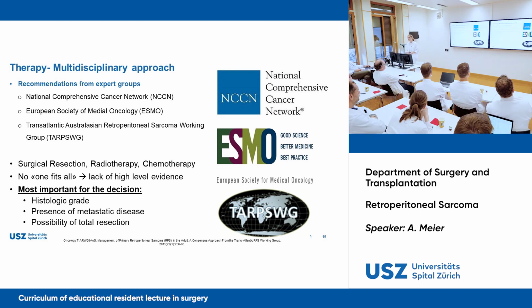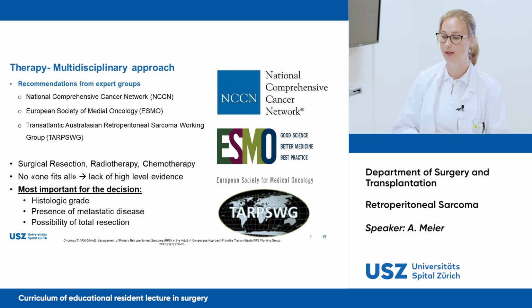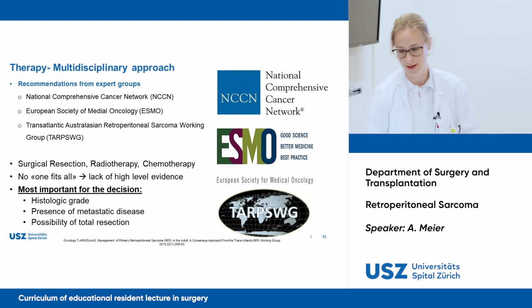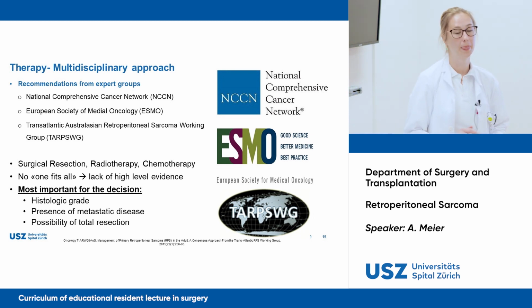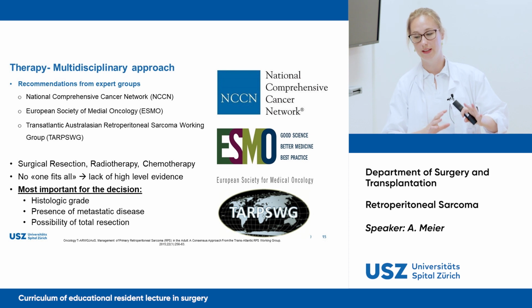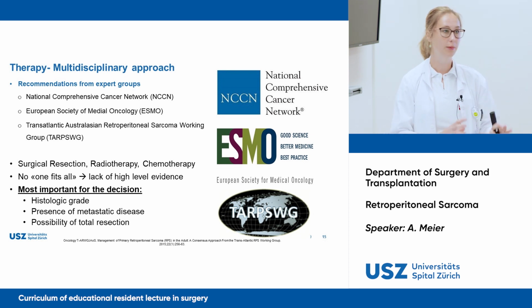This is a multidisciplinary approach we have in the therapy. So there is no guideline as with some other cancers we know, but there are recommendations from groups all over the world. The most known is the National Comprehensive Cancer Network. There's the European Society of Medical Oncology, and there's the Transatlantic Australasian Retroperitoneal Sarcoma Working Group. And this is a combination of surgical resection, radiotherapy, and chemotherapy.